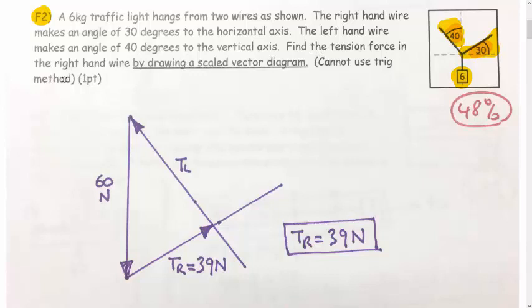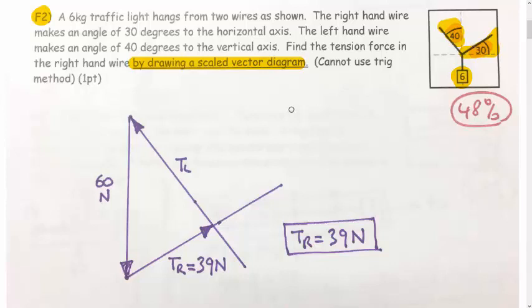And then find the tension in the right-hand wire by drawing a scaled vector diagram. So I want to see this structure. I'm actually giving you a vector diagram problem. And, well, where do I begin? Well, the first thing I recognize is that this object is in equilibrium in any axis I choose. It's not accelerating in any direction.